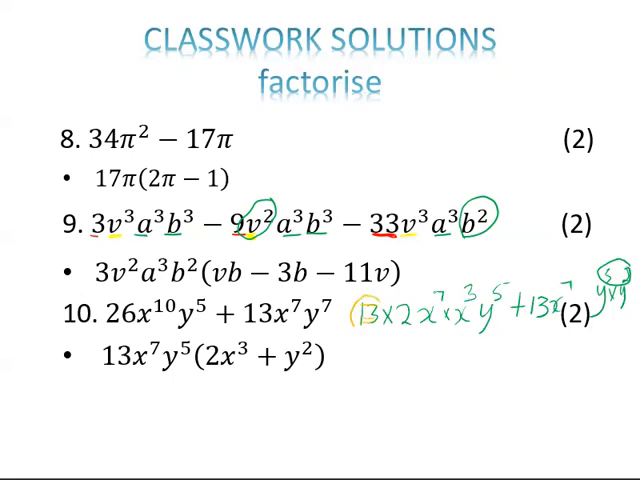It'll be this 13. It'll be this x to the exponent of 7. It'll be y to the exponent of 5. This side, it'll be 13. And then it'll be x to the exponent of 7 and y to the exponent of 5. Okay, so that's how you choose your common factors.